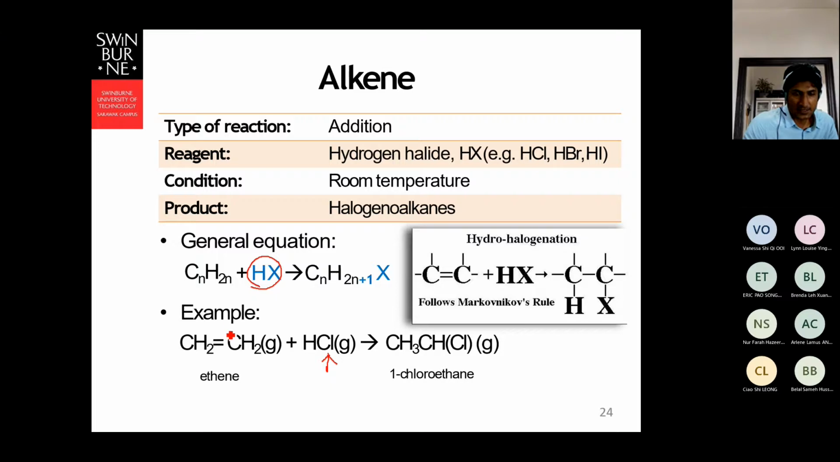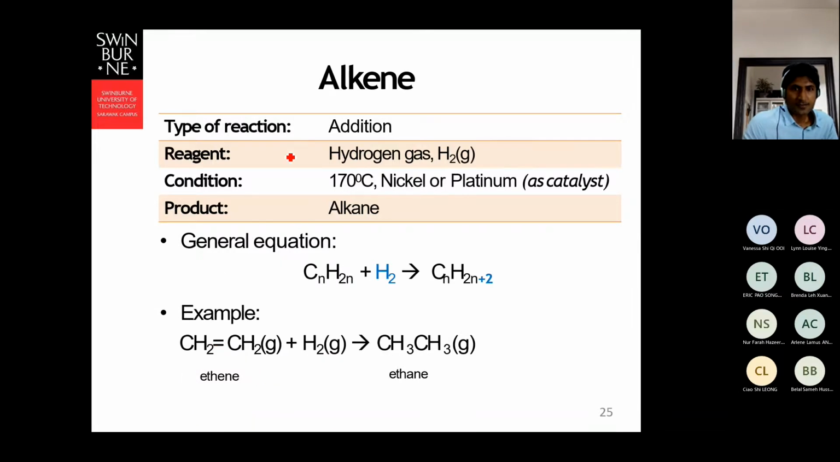Previously there was Cl2, right? But now it is only Cl and one hydrogen. So one hydrogen goes to one carbon and the halogen goes to the other carbon, when the double bond opens, one each. Alkene reacts with hydrogen gas as well, but at 170 degrees centigrade and in the presence of nickel or platinum, to make it saturated. From alkene it produces alkane.